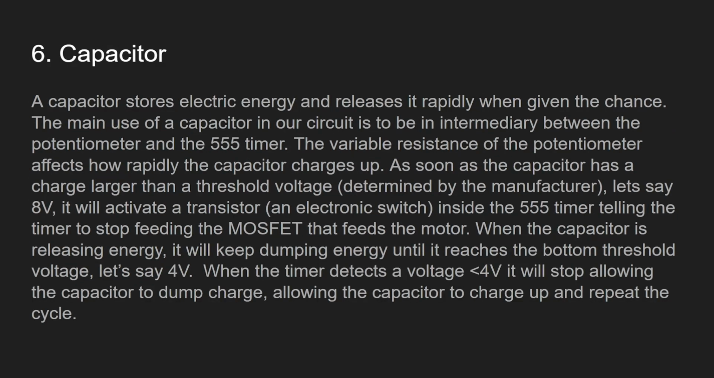And a capacitor. A capacitor stores electrical energy and releases it rapidly when given the chance. The main use of a capacitor in our circuit is to be an intermediary between the potentiometer and the 555 timer. The variable resistance of the potentiometer affects how rapidly the capacitor charges up its energy.